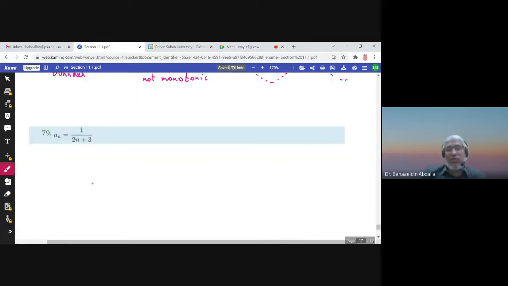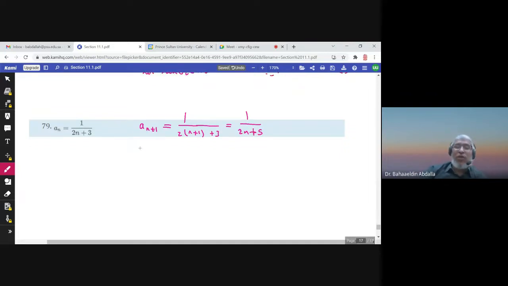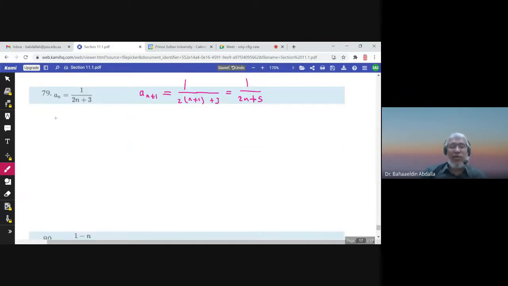What about the next sequence? Is it increasing or decreasing? Well, let us find a_n. This is a_n. Let us find a_(n+1). We have n only in the denominator, so this would be 2 times (n plus 1) plus 3. So it would be 1 over 2n plus 2 plus 3. That's 5. So let me compare a_n and a_(n+1).